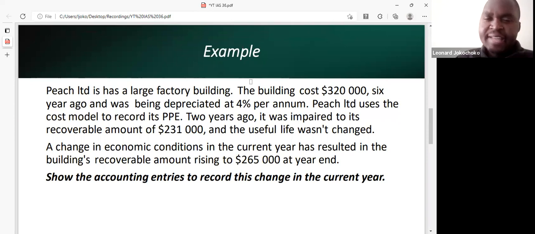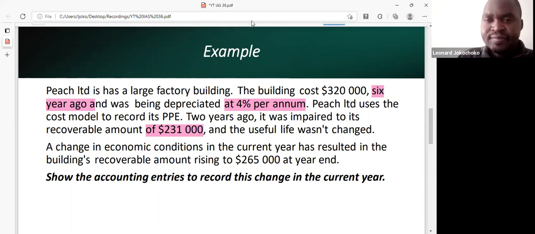Pitch Limited has a large factory building. The building cost $320,000 6 years ago. And this asset was being depreciated at 4% per annum. Pitch Limited uses the cost model to record its PPE. 2 years ago, it was impaired to its recoverable amount of $231,000. And the useful life has not been changed. A change in economic conditions in the current year has resulted in the building's recoverable amount rising to $265,000 at year end. Show the accounting entries to record this change in the current year.